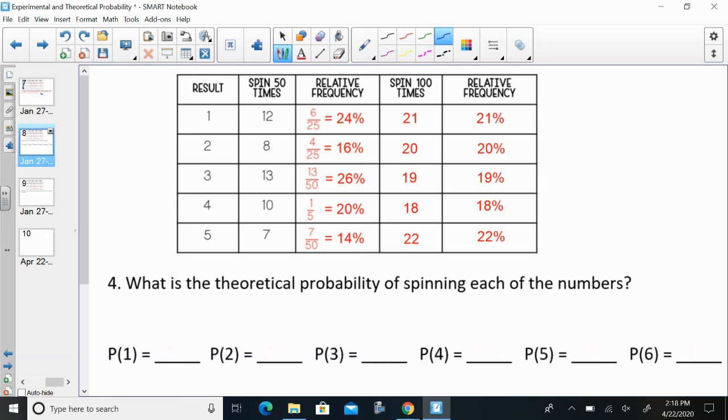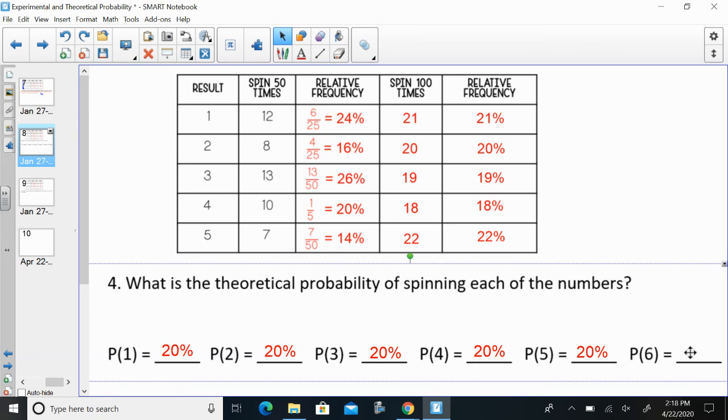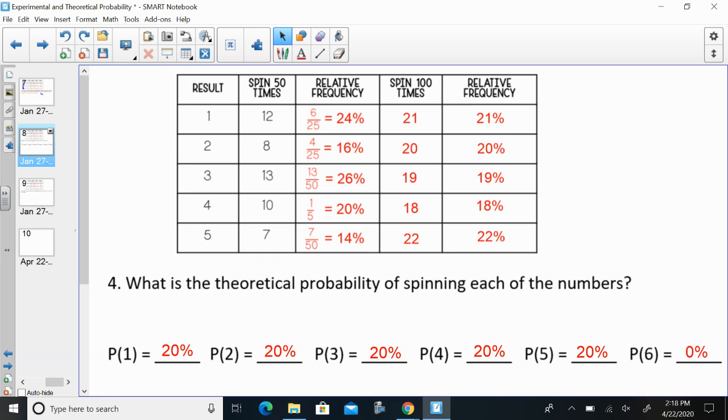So I just answered this question for you. What are the theoretical probabilities of spinning each of these numbers? Well, they all had an equal chance of being landed on, and there were 5 sections. So 1 out of 5, which is 20%. The probability of landing on a 6, well, there wasn't a 6, so that would be a 0% probability of landing on a 6 because there wasn't a 6 there and that just won't happen.